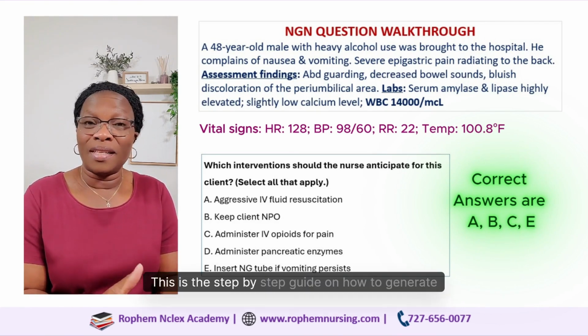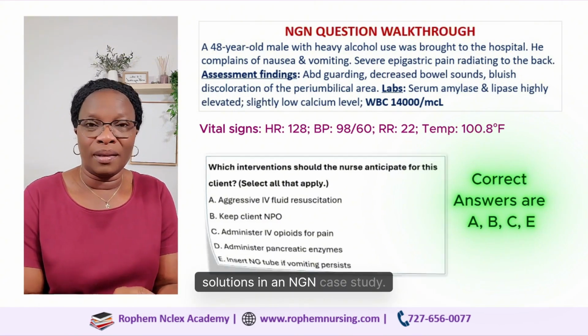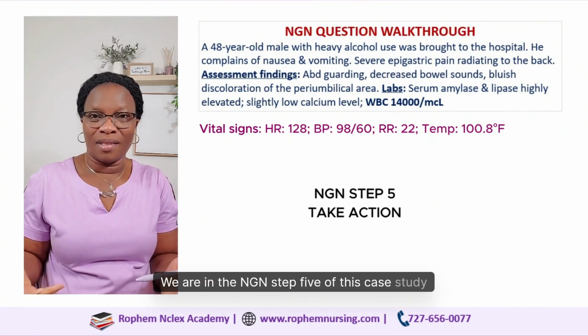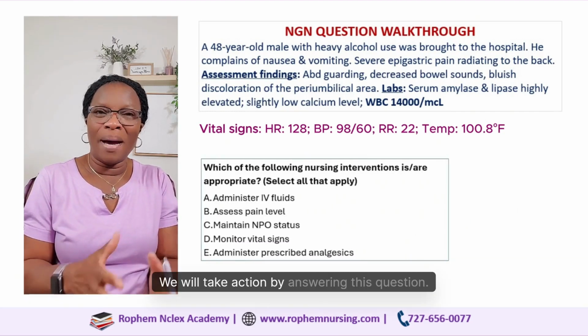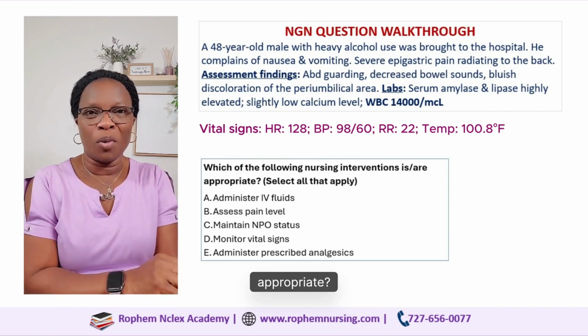This is the step-by-step guide on how to generate solutions in an NGN case study. We are in the NGN Step 5 of this case study, and it is time to take action. We will take action by answering this question. Which of the following nursing interventions are appropriate?